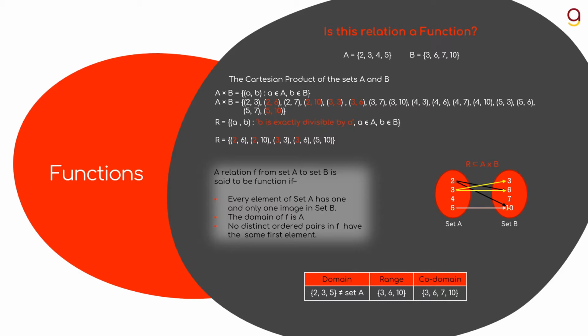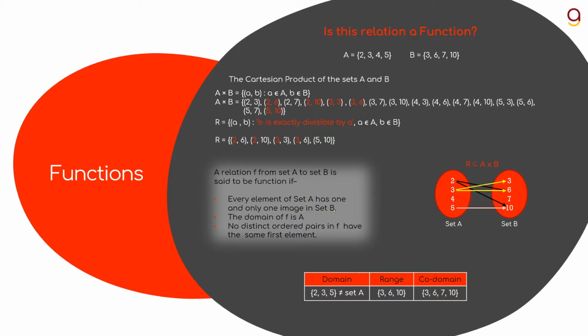Clear? Here, element 2 has 2 images, 6 and 10, as well as the element 3 has 2 images, 3 and 6. Yes? But every element of set A must have only one image in set B. According to the first criteria, every element of set A has one and only one image in set B. So, this relation is not a function.